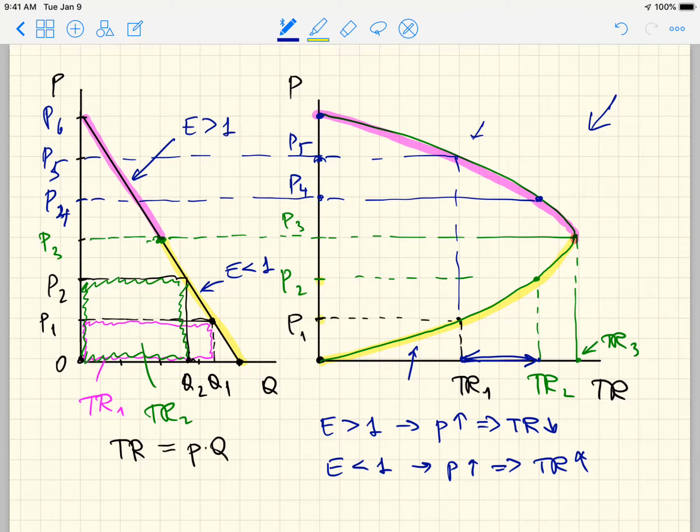So generally speaking, if demand is inelastic, then price and total revenue move in the same direction. So total revenue follows price. But if demand is elastic, then total revenue goes in the opposite direction compared to where price goes.